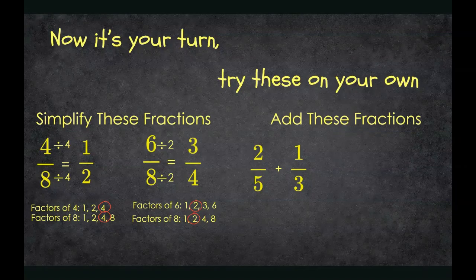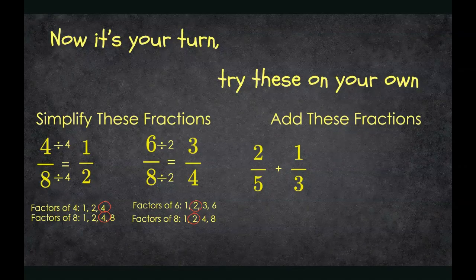All right, and our last one, 2/5 plus 1/3. I cannot add these because they do not have a common denominator. So I'm going to have to change these by using a strategy called the least common multiple to find a denominator that they both have in common.